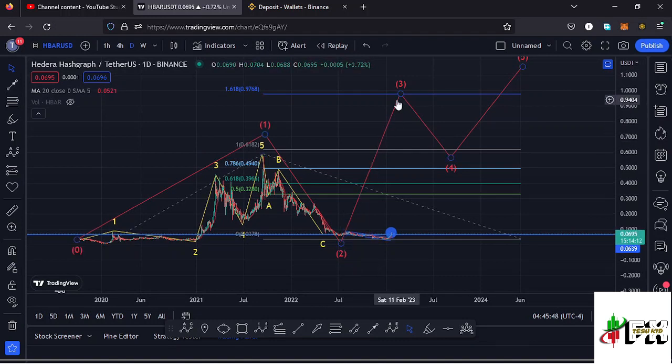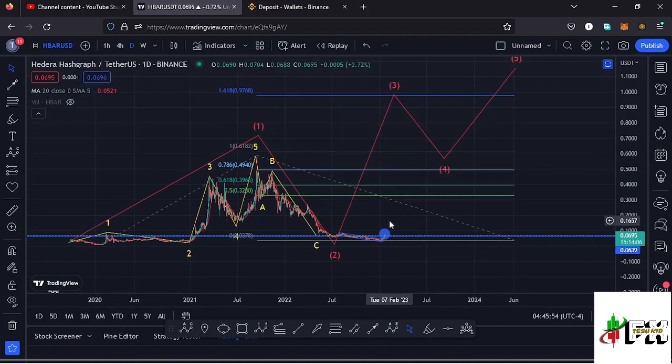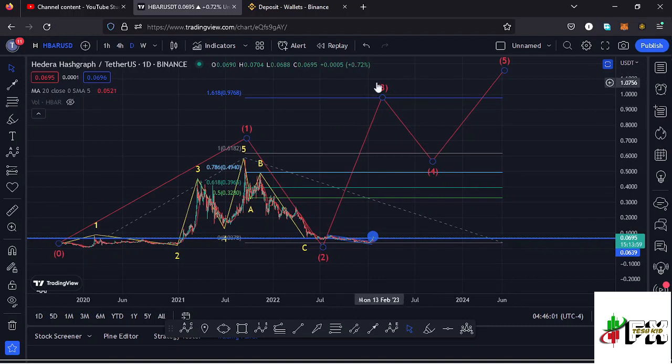And using the trend based Fibonacci, I have sketched out a minimum target area to the upside in the formation of that wave 3 at the fib level 1.618, which perfectly lies at around the $0.9768 mark, and that is the minimum that I'm expecting Hbar to do on the long-term scenarios.